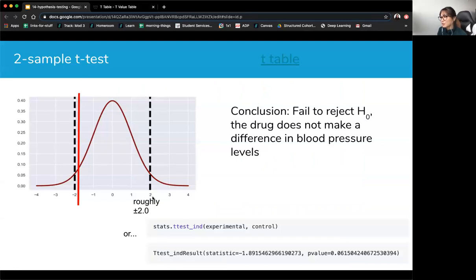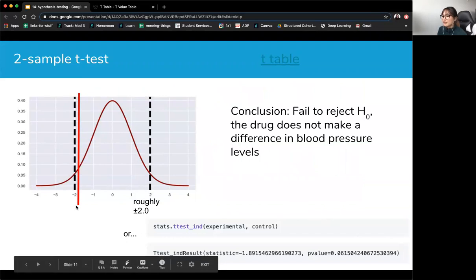So we have a critical t-statistic of about 2, because we have 50 in each group here. Your t-statistic is about 2. So here we can estimate that our t-statistic is roughly 2.0 on each side, plus or minus 2.0. And then we just compare those critical t-values to our calculated t-statistic.